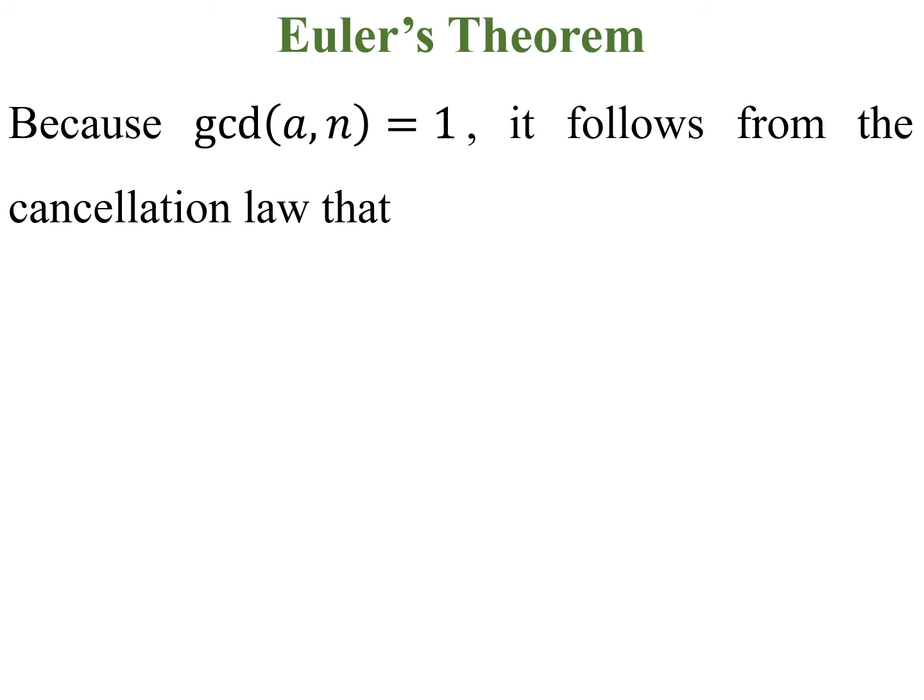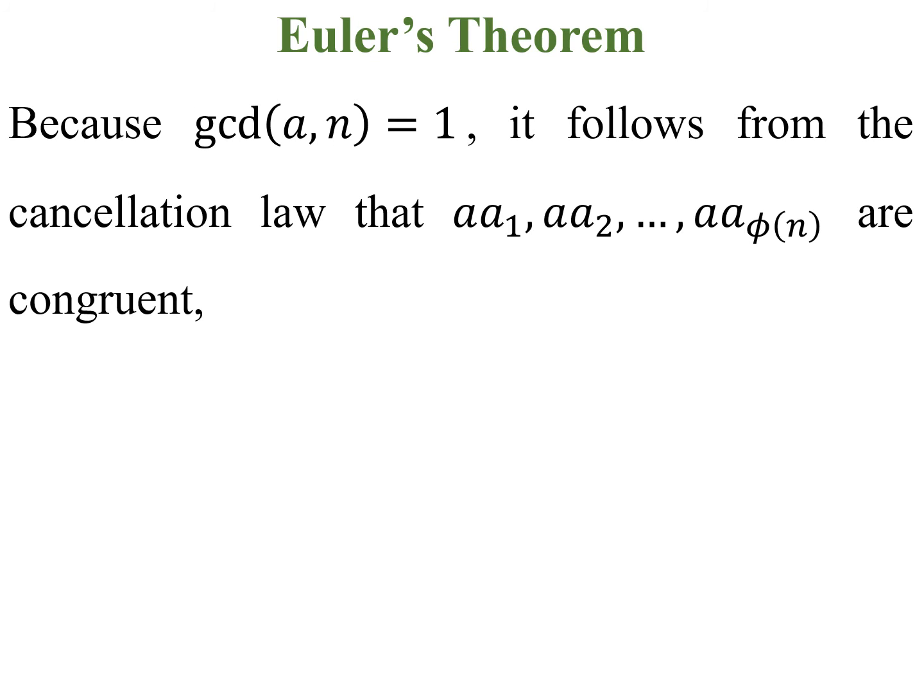Because GCD of a and n is equal to 1, it follows from the cancellation law, like in Fermat's little theorem, that if you multiply all these elements a1, a2, up to a phi n by a, none of two of them will be congruent to each other. Because if two of them are congruent to each other, by cancellation law a will get cancelled and you get one of a1 to a phi n is congruent to another modulo n, which is impossible.